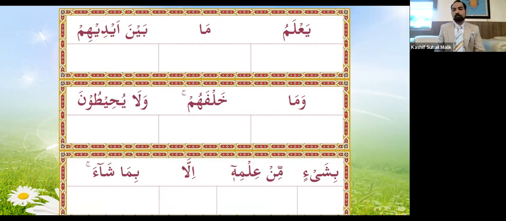Ya'lamu ma bayna aydihim. Whatever is. Baina, I think you have also studied this baina in one of the previous supplications. Baina is something which is in between. Okay? And aydihim, we will learn about the aydihim. Actually, it is the plural of yad. Yad is the hand. Aydihim, both hands. Hum, their. Wama khalfahum, and whatever is khalf. If you remember Khalifa, Khalifa is the one who comes after somebody. Khalfahum, at the back. Hum, their. Wala yuhituna. Yuhituna, you understand the construction. Bishay'in. What does it mean? Bishay'in.